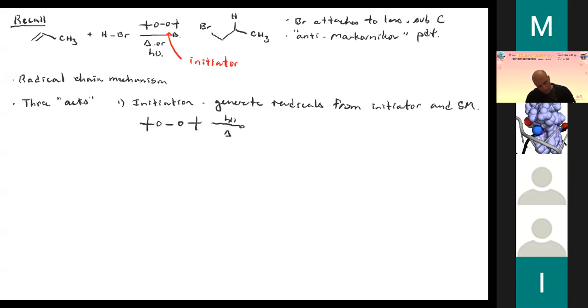involves homolytic cleavage of the oxygen-oxygen bond in the initiator. So I take a fish hook, push an electron in the O-O bond to one of the oxygens, do the same on the other side. And what I end up with are two of these oxygen-centered radicals.